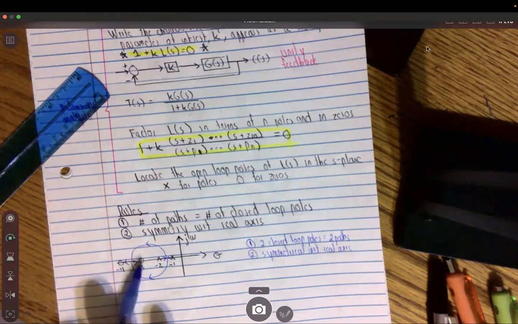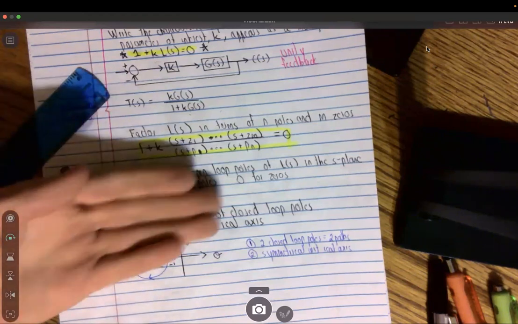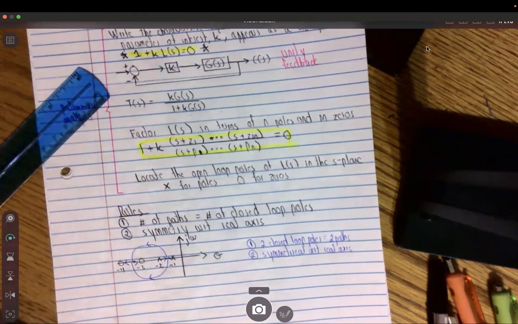When you flip-flop it, it's symmetrical. So when you flip this side over this side, you'll get the other path. And so that verifies the 2 rules that we have so far of the root locus.